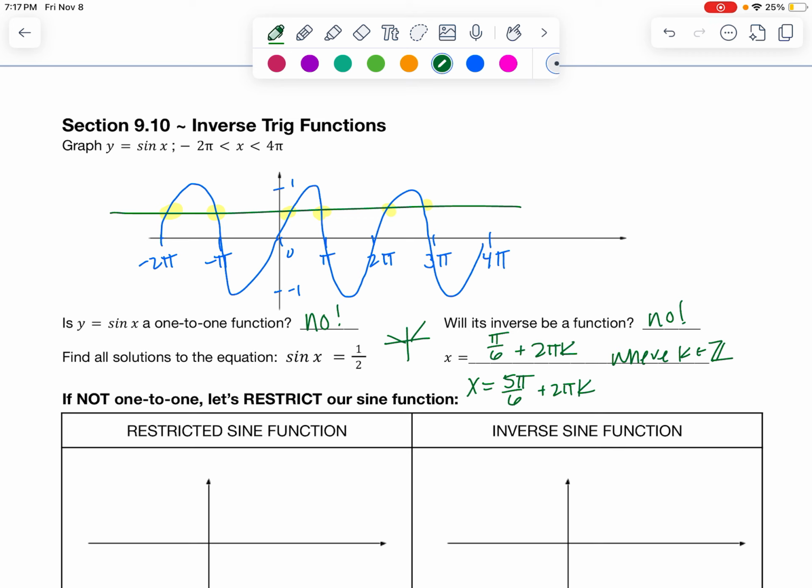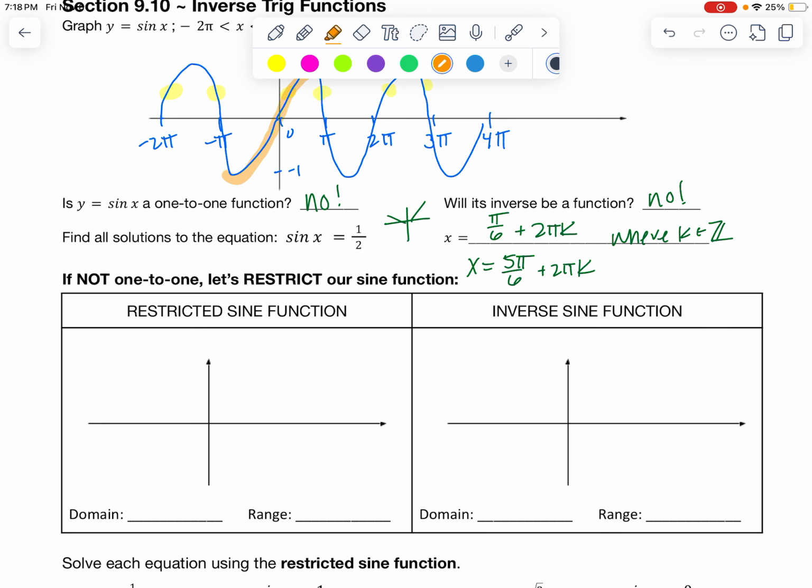Okay, so if it is not a one-to-one function, then we have to restrict our sine function. So I'm going to look at my picture up here. I'm going to literally take a little piece of it that would make it a one-to-one function. So I'm going to erase that guy, and highlight that section right there. This section shows me that yes, it is a one-to-one function, which means my horizontal line test will pass. So I'm going to take this and make it my restricted sine function.